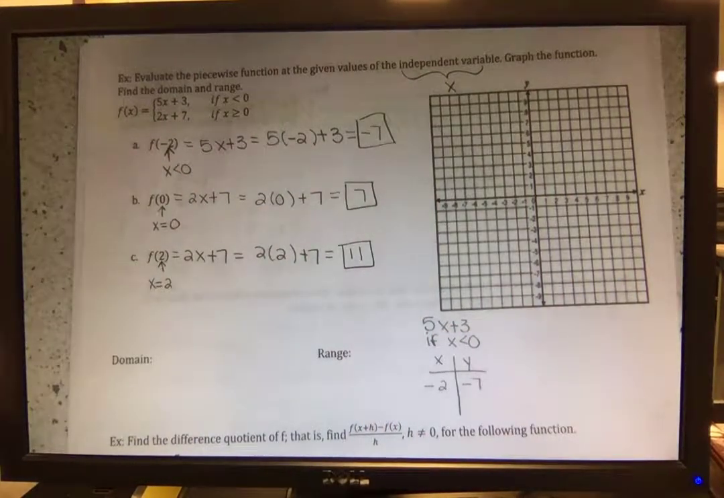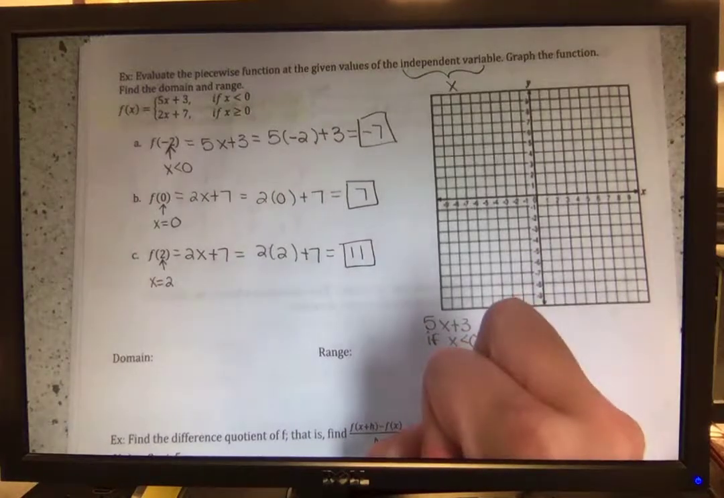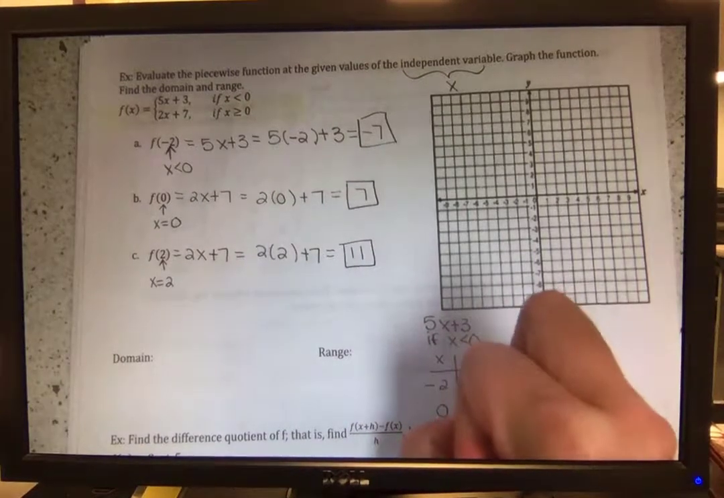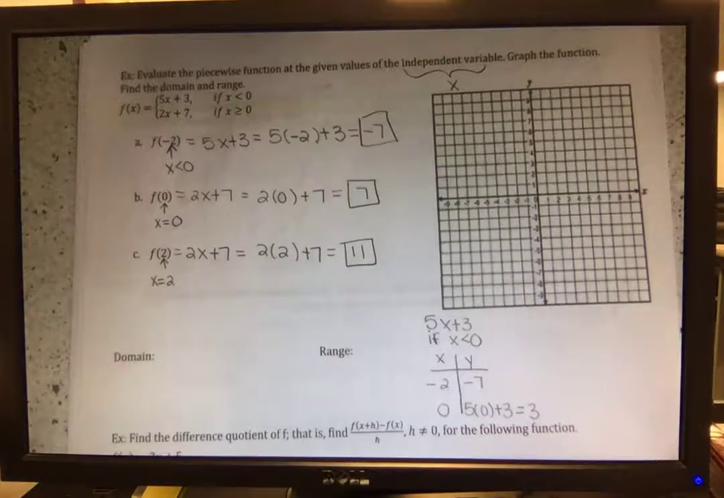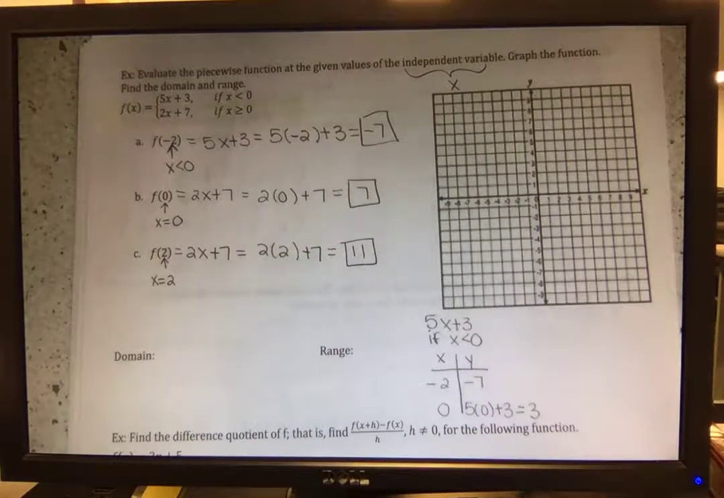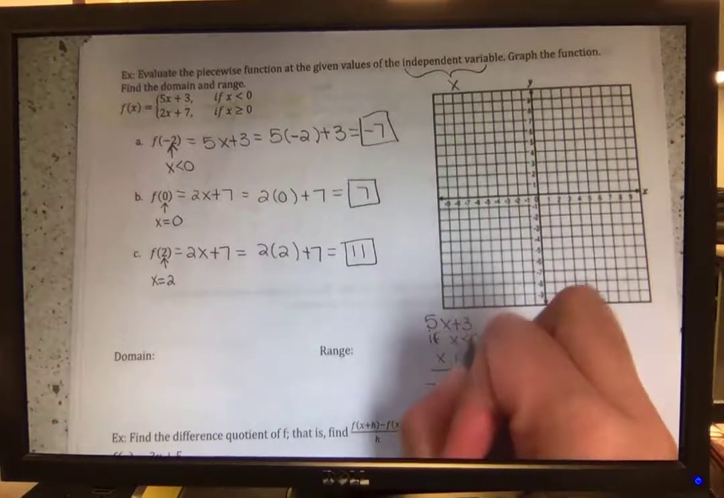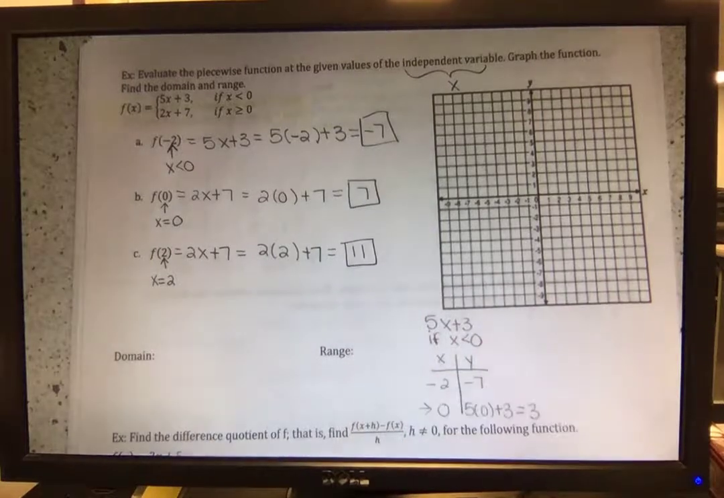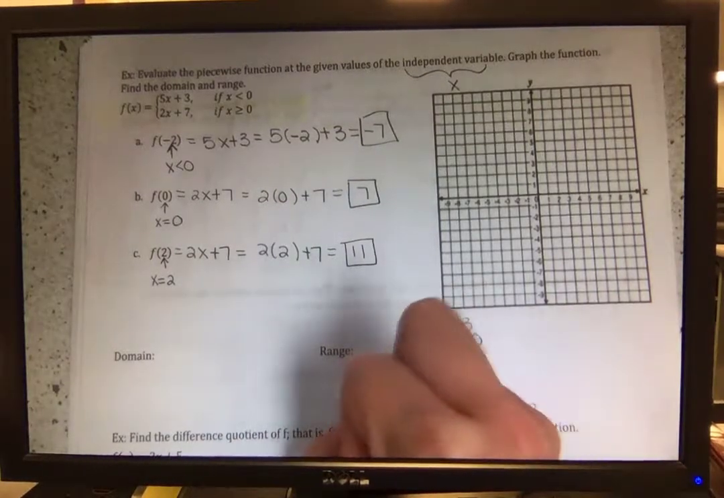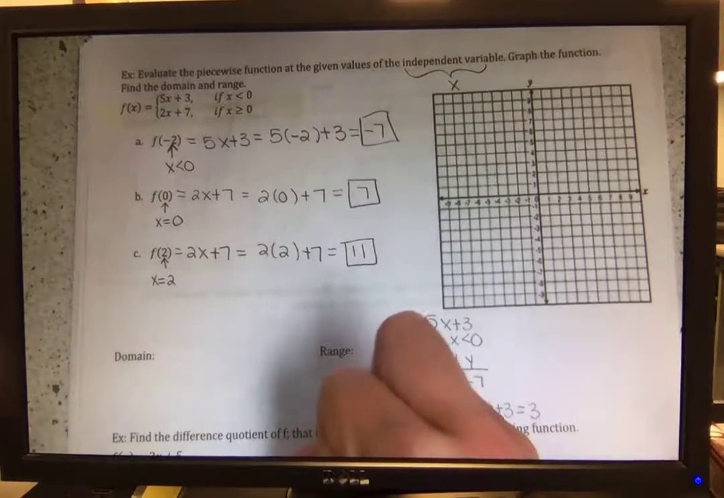Let's plug in another point so that way I can graph this. Let's plug in our endpoint. Our endpoint is 0. So 5 times 0 plus 3 will give us 3. So now I have two ordered pairs I can plot. So notice though, this 5x plus 3 is only if x is less than 0, not equal to. So this 0 is not included, meaning we have to have an open circle.